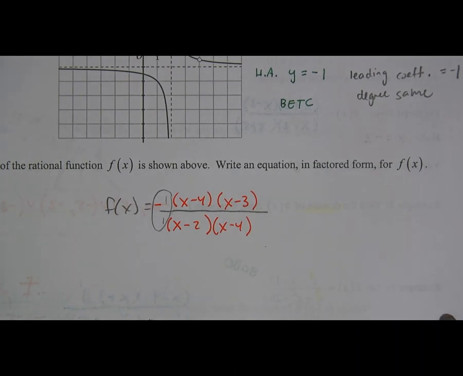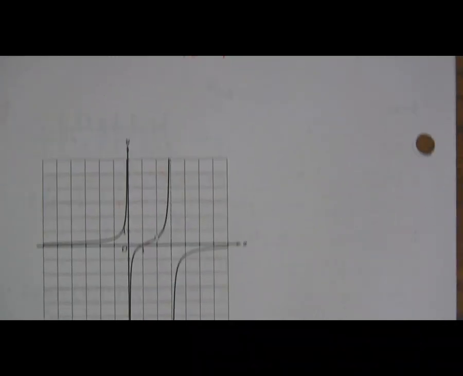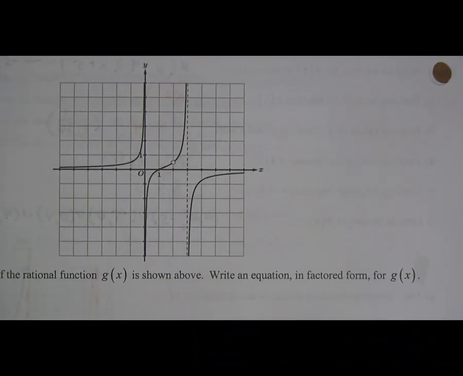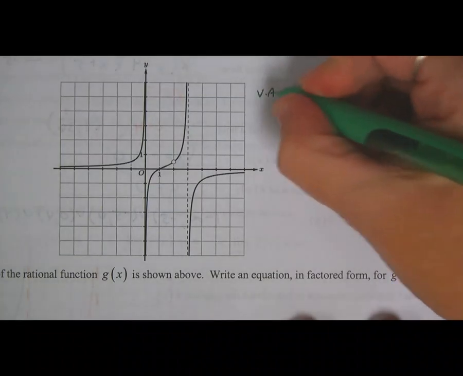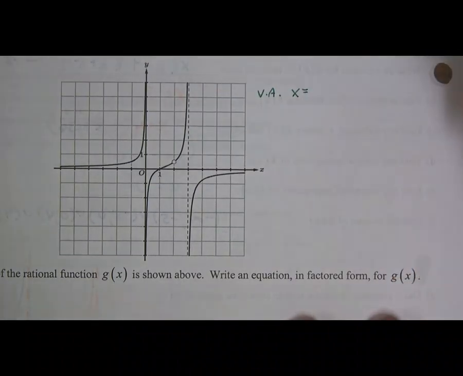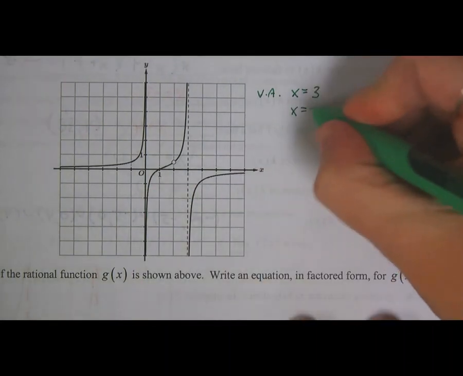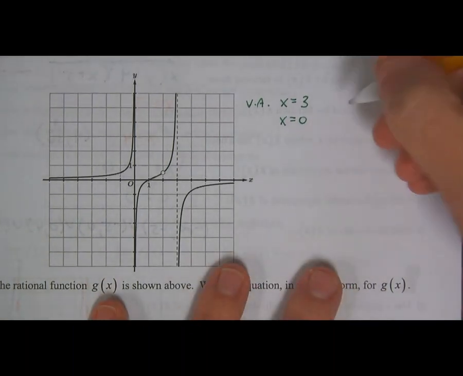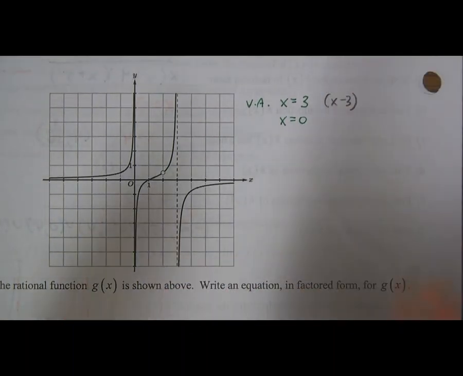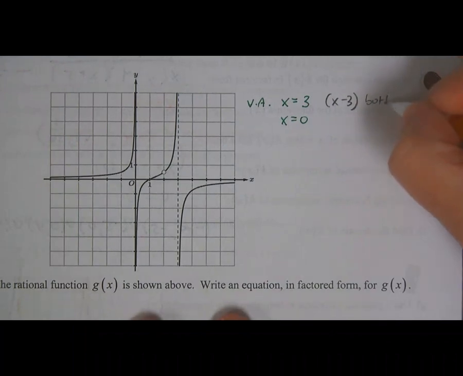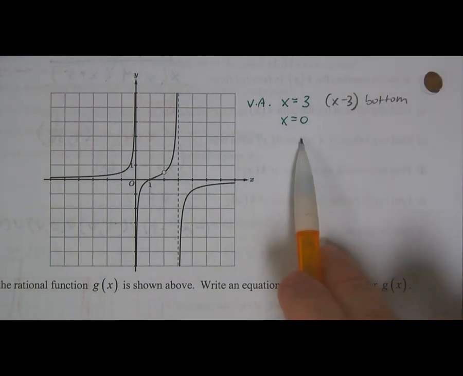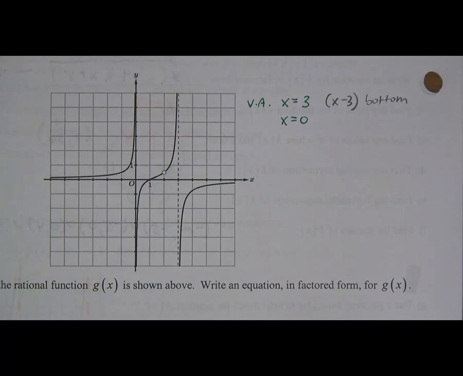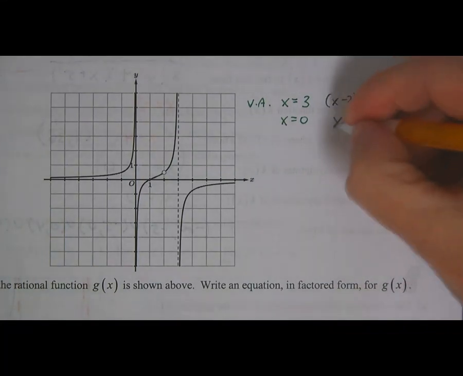Well, let's try again on example 5. Vertical asymptotes. There's 2 this time. Good. 0 and 3. So that means on the bottom I need to have x minus 3. And how am I going to deal with that? What kind of factor would give you 0? Just an x. Very good.